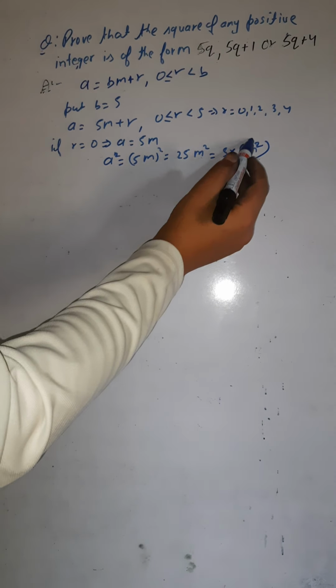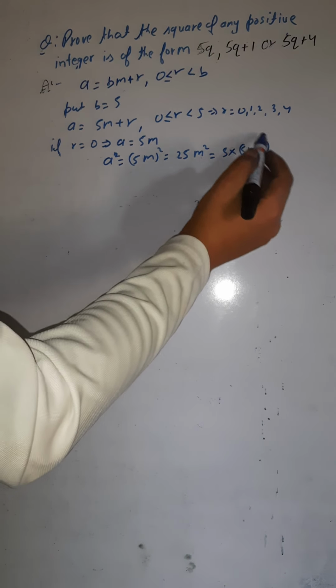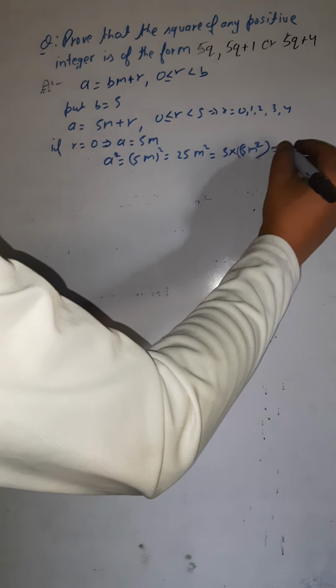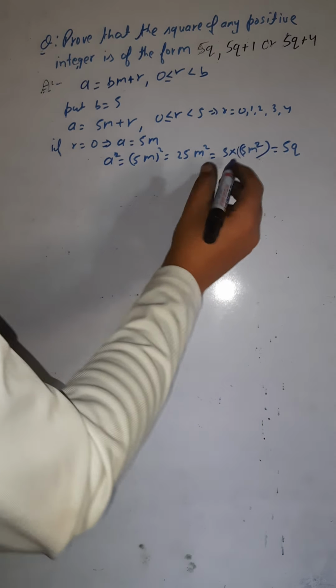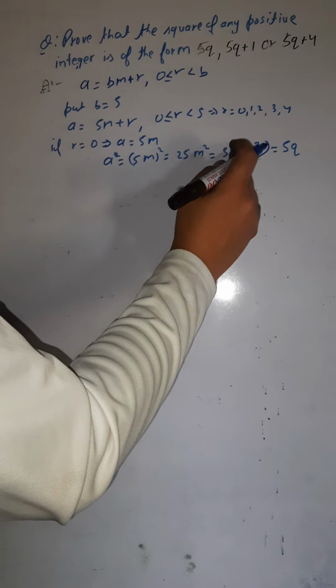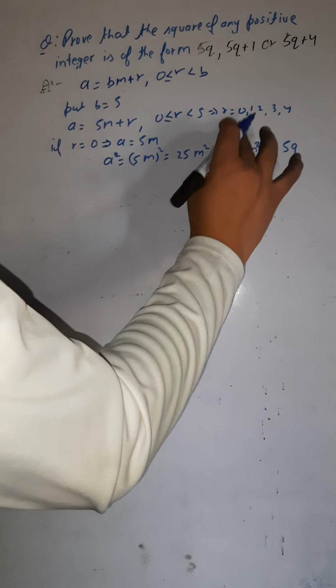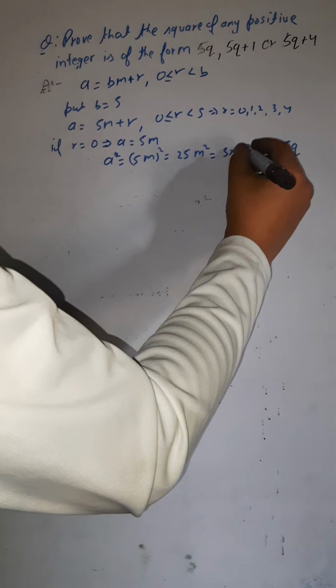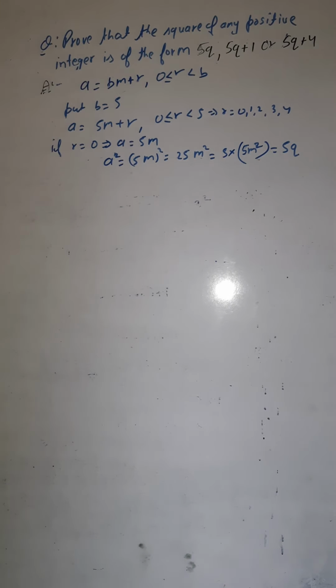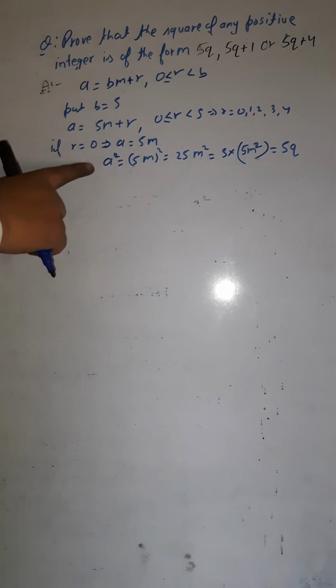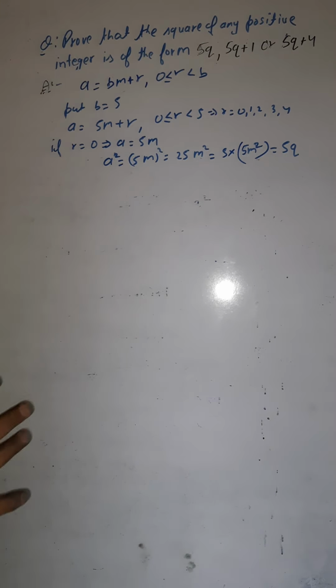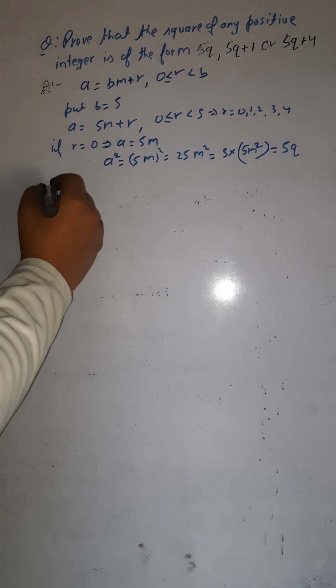Let's say this complete expression is some other integer q. So this becomes of the form 5q. So the square of a positive integer is of the form 5q. Now let's take some other value.